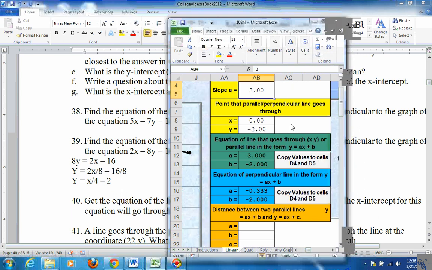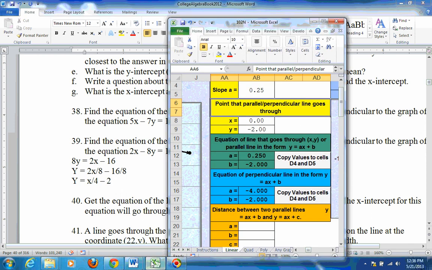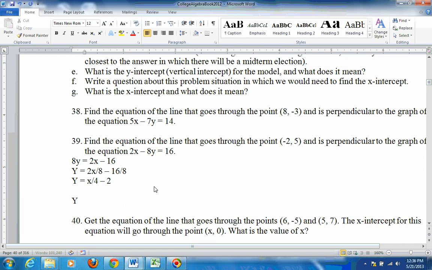Slope is 1/4, so I'm just going to type in 1/4 right there. And then the point that it goes through, I don't even need this -2. 1/4 is the slope, and the point that it goes through is -2, 5. So let's put that in. Now we want the equation of the line perpendicular to it. So the equation of the line perpendicular to it is y equals -4x minus 3. So our answer is y equals -4x minus 3.